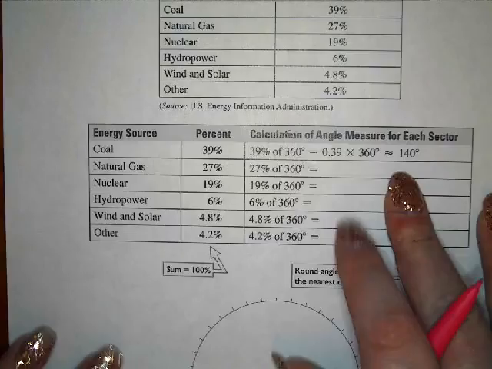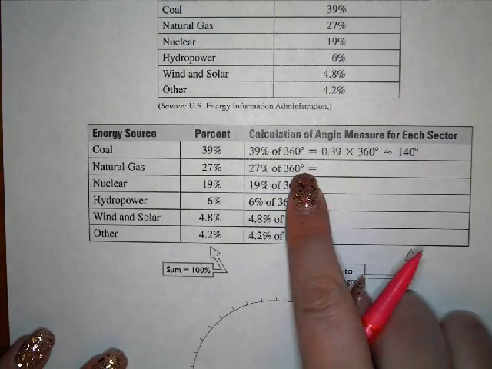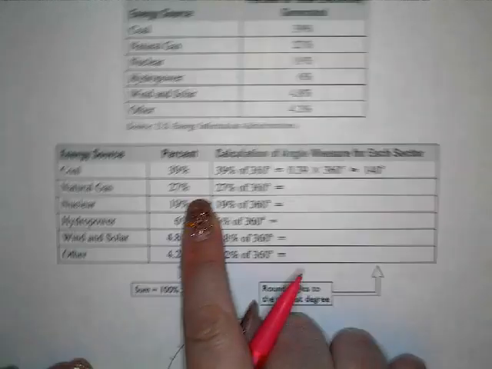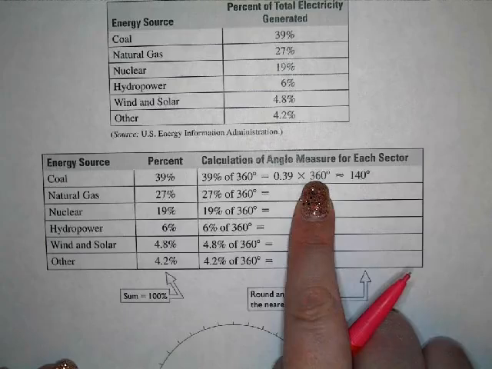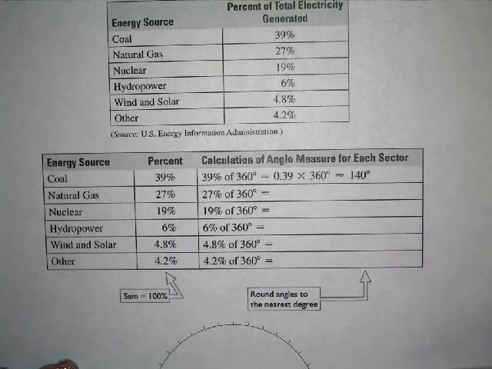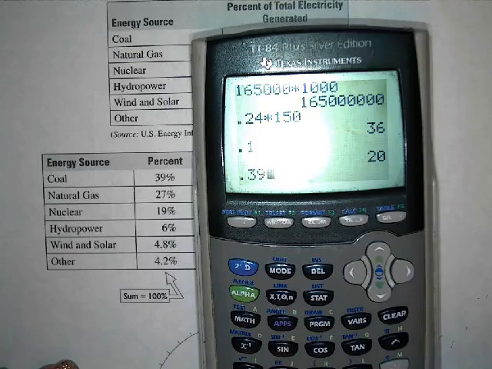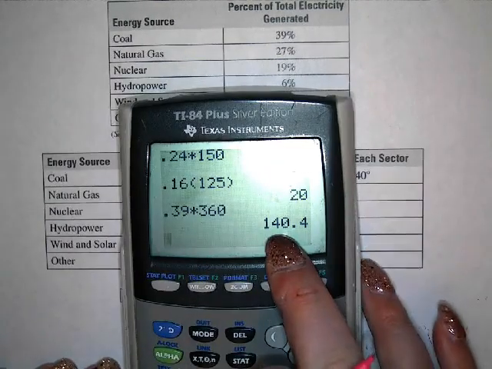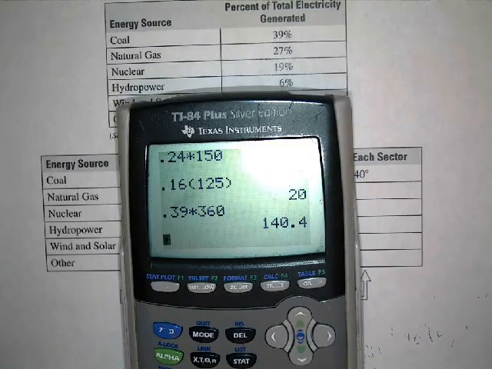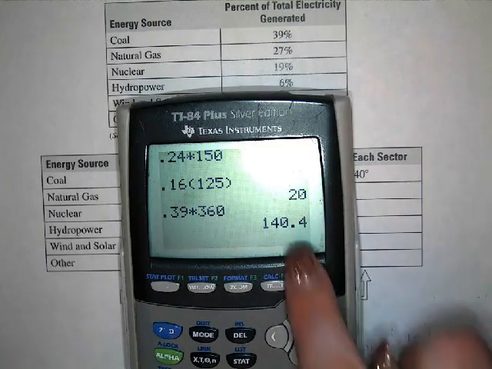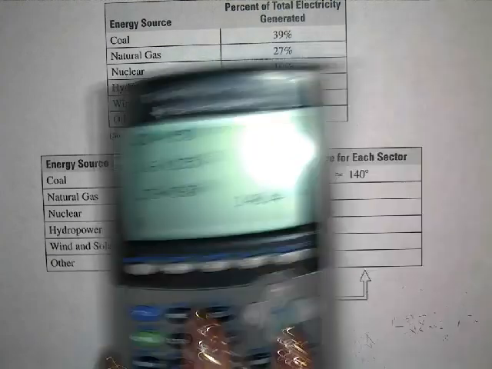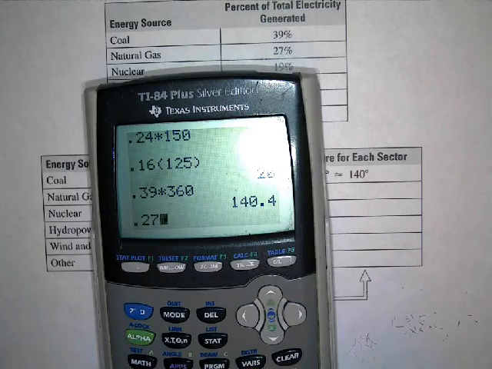So first they did 39% of 360 is about 140 degrees, and if you notice, they rounded. 39% of 360 is 140.4. We are not going to be able to draw 0.4 degrees, so we're just going to draw 140 degrees. So these are all going to be approximate values. Next we have 27% of 360 degrees. 97.2, I'm just going to draw 97 degrees for that one.